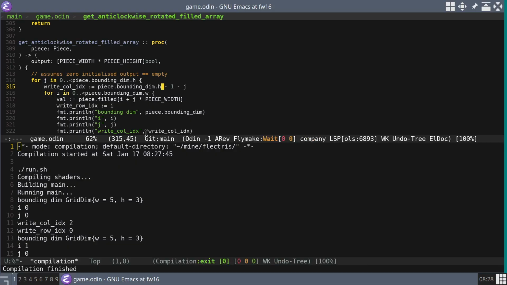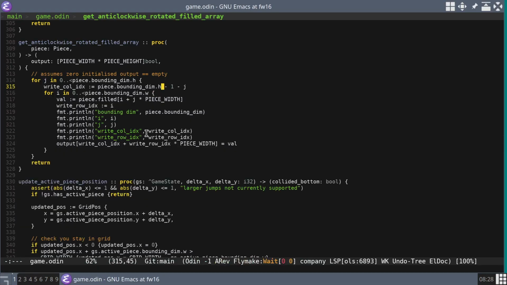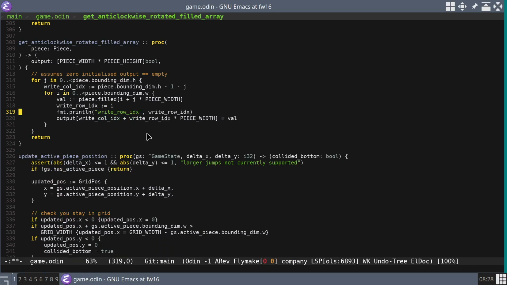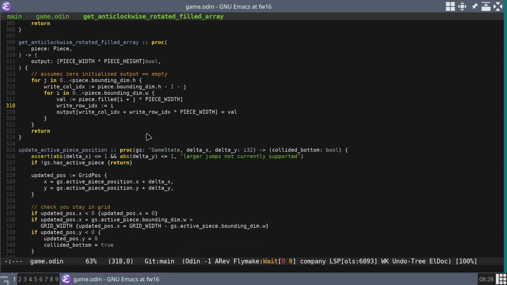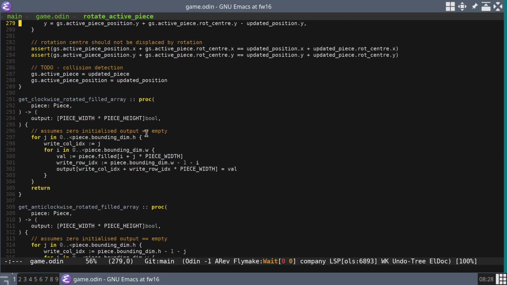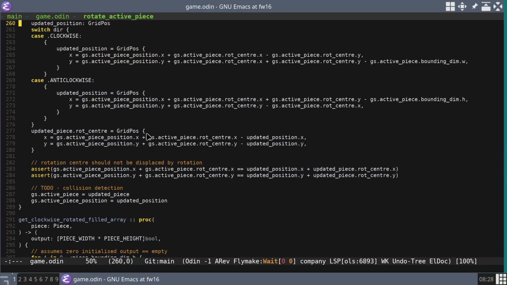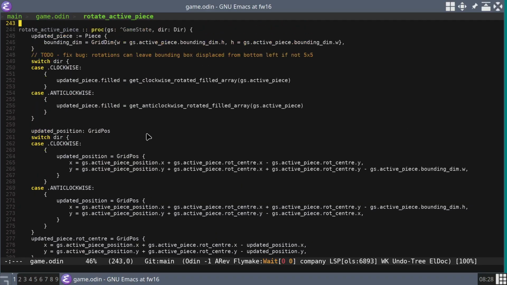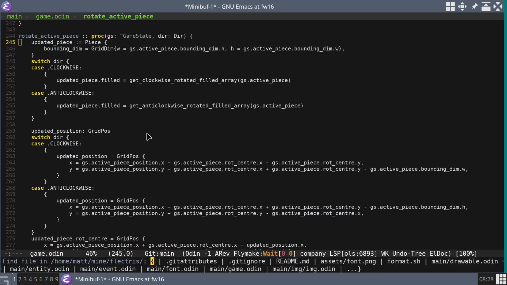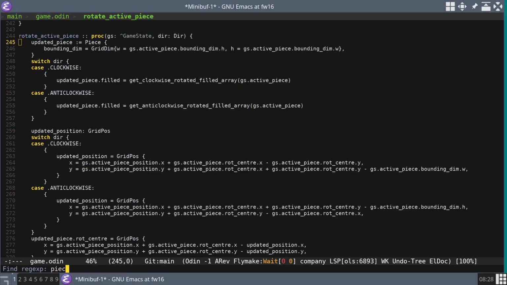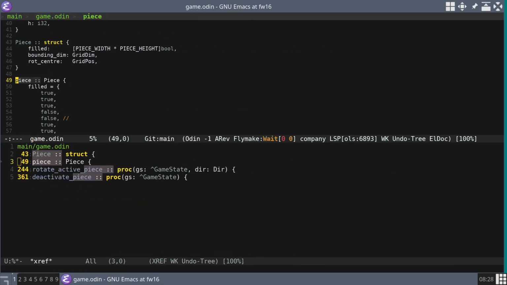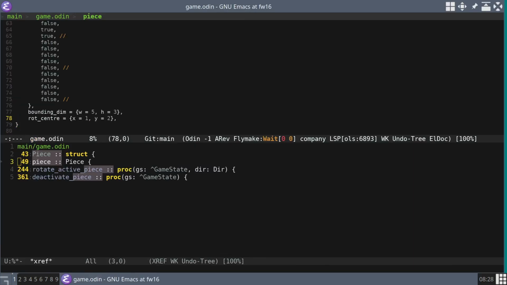Alright. I mean, that looks better. And our assertion about the point we're rotating about isn't blowing up. What is our thing? I'll go find where piece was defined again. Let's go find piece. Colon. Remind myself what our rotation center is.